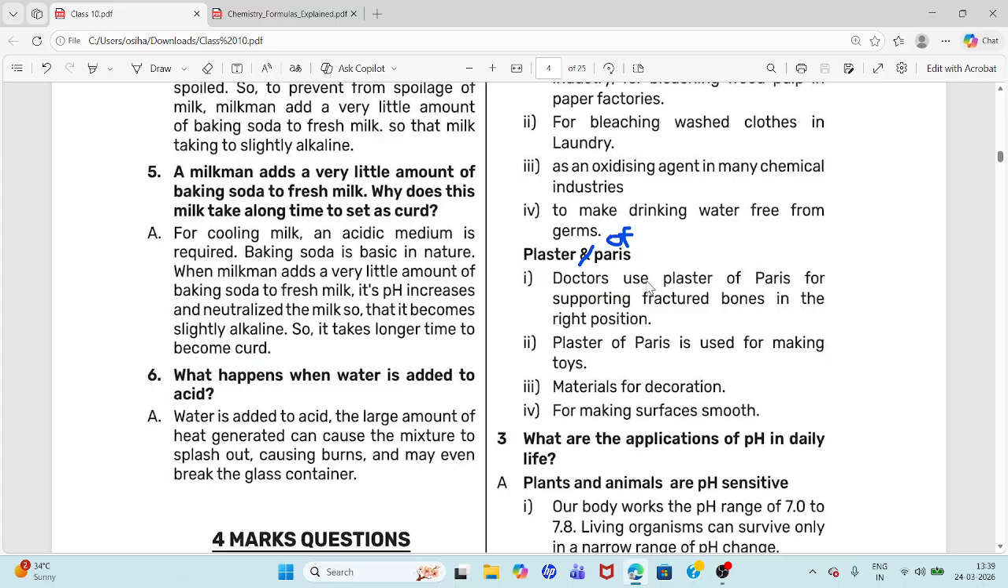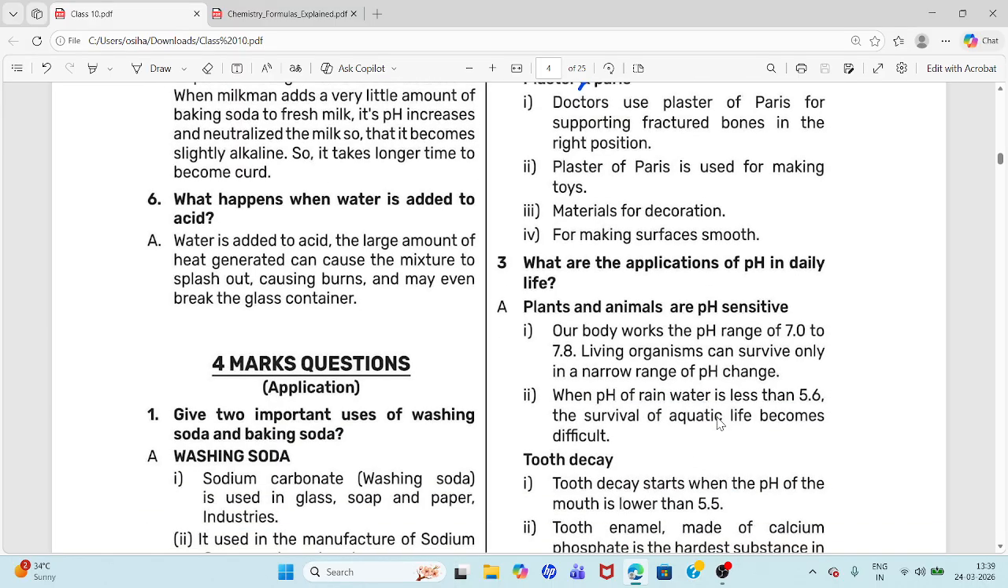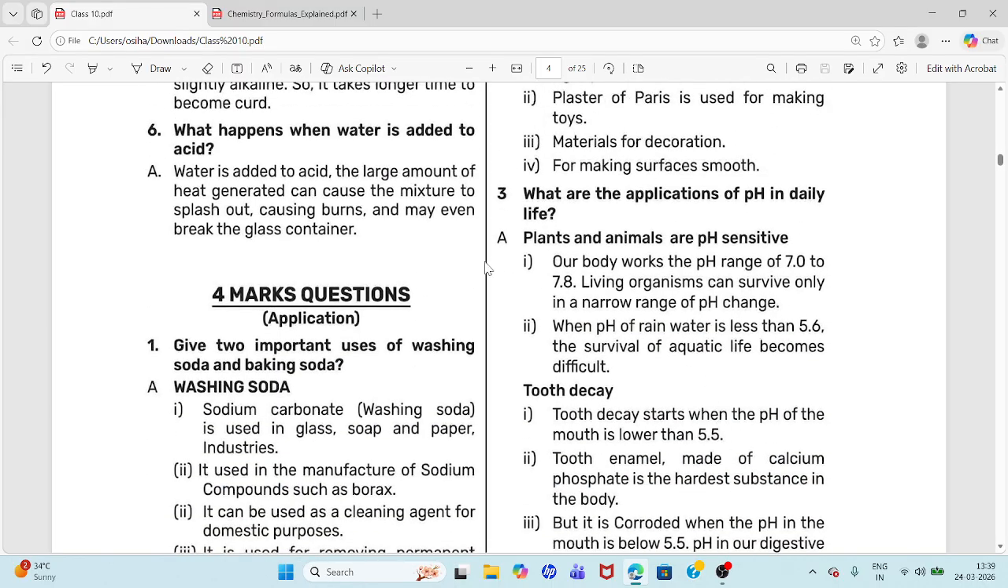Plaster of Paris. First point, doctors use plaster of Paris for supporting fractured bones in the right position. Second point, plaster of Paris is used for making toys. And again, two examples are there: materials for decoration. Fourth point, for making surfaces smooth, we are going to use plaster of Paris.